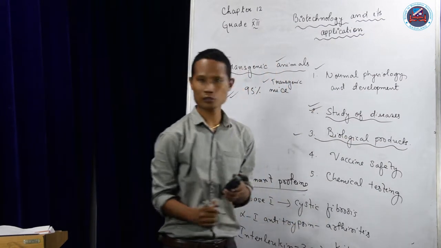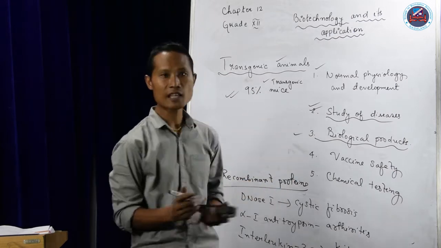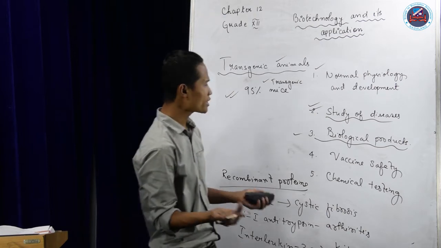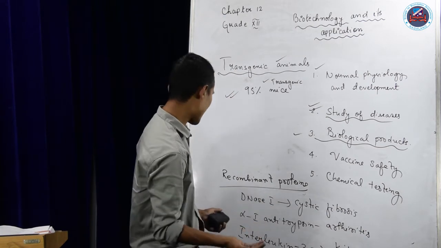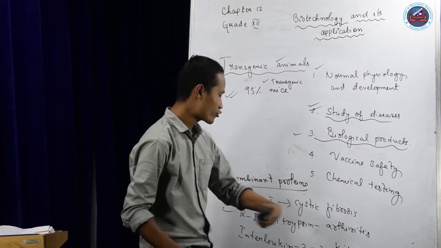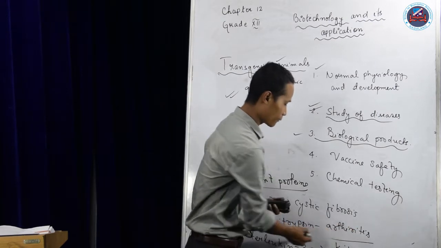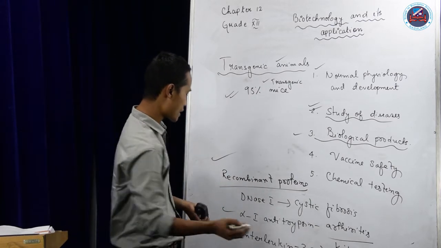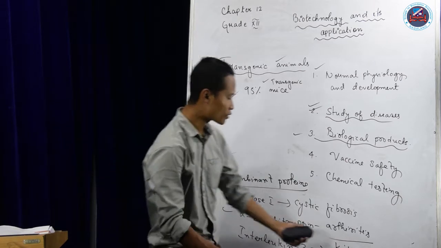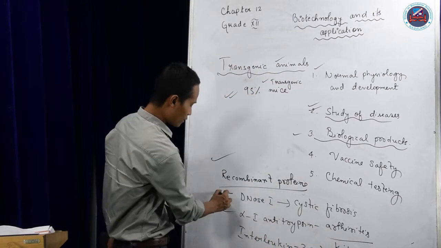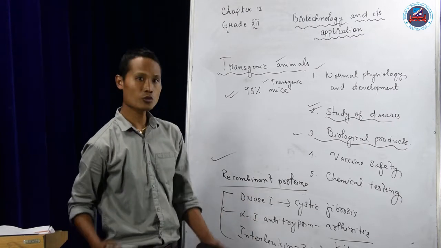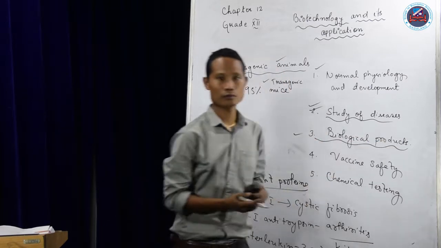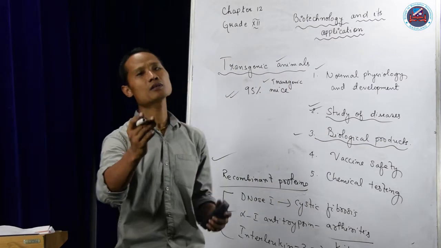The third is biological products. We have so many biological products. Today, with the help of transgenic animals, we can produce useful proteins. For example, alpha-1 antitrypsin, which can be used for the treatment of arthritis. These are all considered recombinant proteins. For example, interleukin-2, which can be used for the treatment of kidney cancer. So these are recombinant proteins. With the help of transgenic animals, we can produce biological products which are useful for human beings.